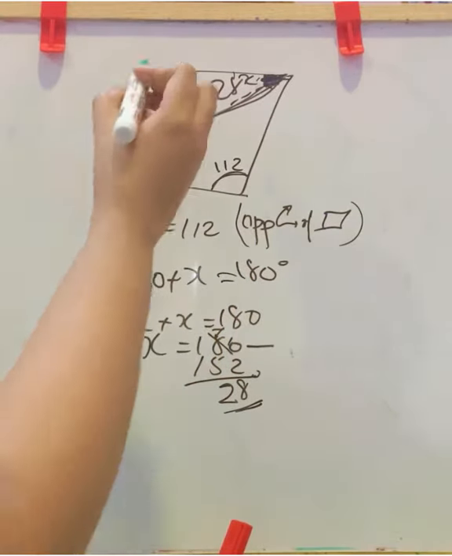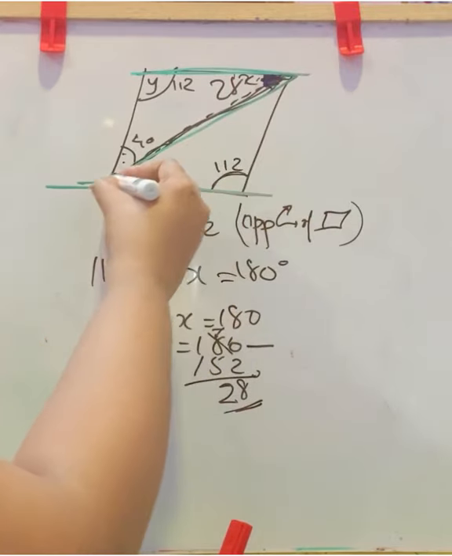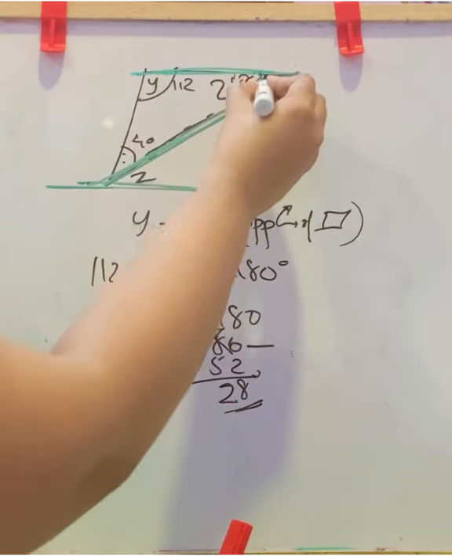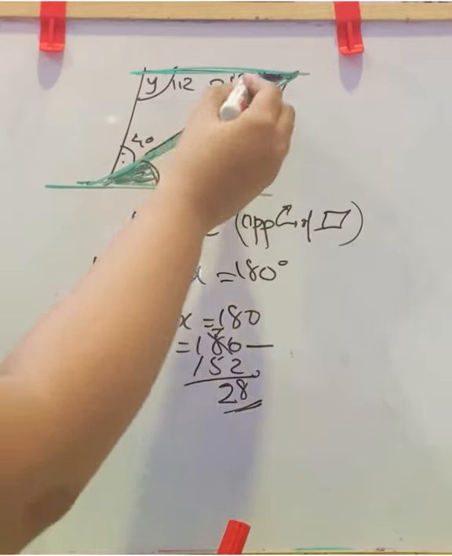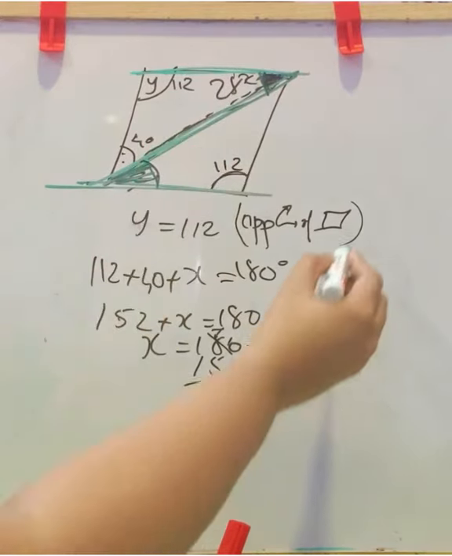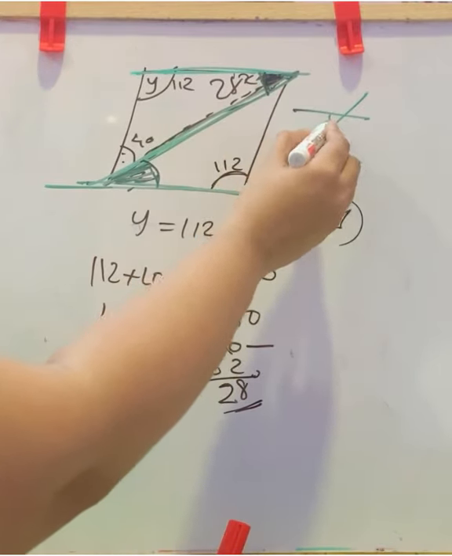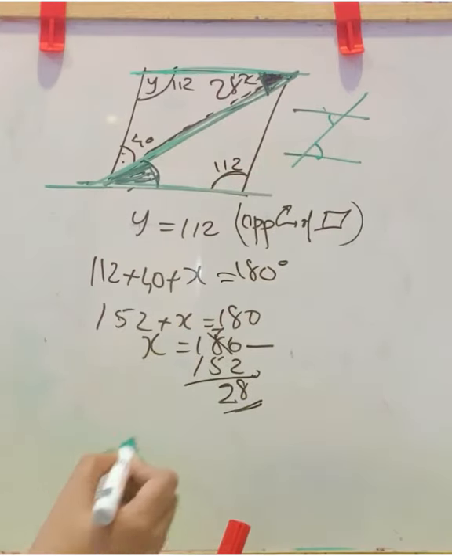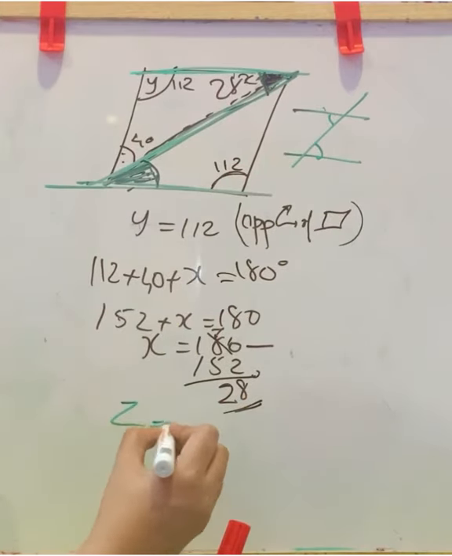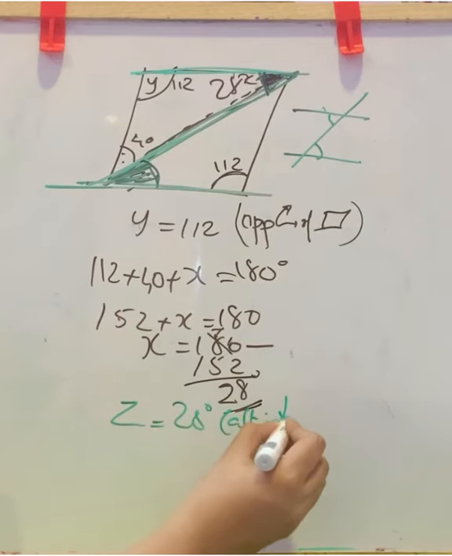Now you can see parallel lines here and a transversal is falling. If this is 28, this is also 28, because these are alternate interior angles. That is, two parallel lines and a transversal falling. This is this angle, this is this angle. Alternate interior angles are equal. So Z is equal to 28. Reason is alternate interior angles.